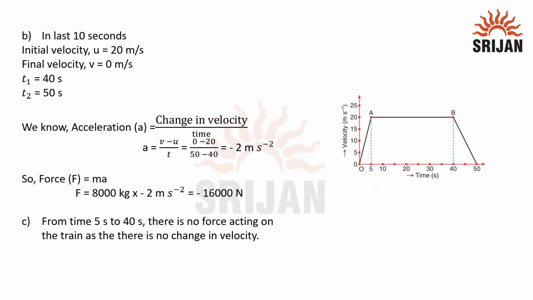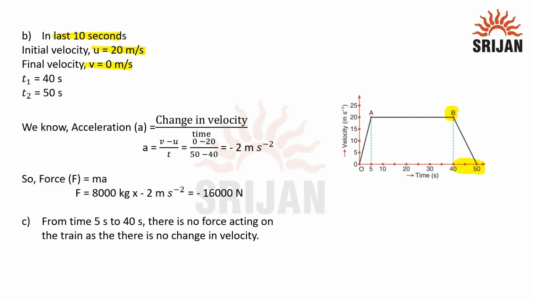Now in the second case, we have to find force in the last 10 seconds. In the last 10 seconds, you can see in this diagram, the initial velocity is 20 meter per second and the final velocity is 0 meter per second. That is, u is equal to 20 meter per second and v is equal to 0 meter per second, and the time interval is 10 seconds.